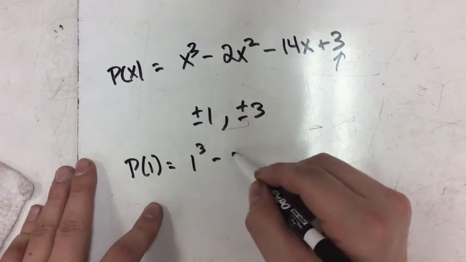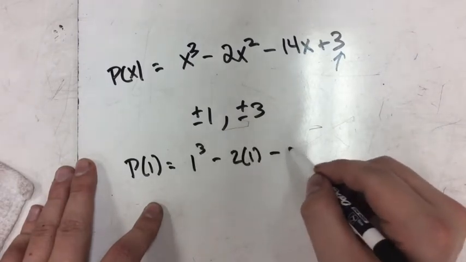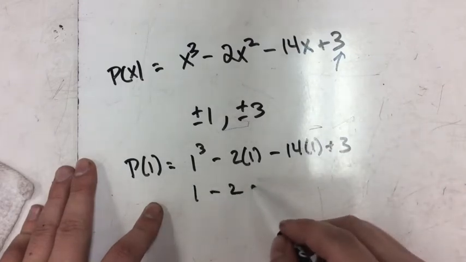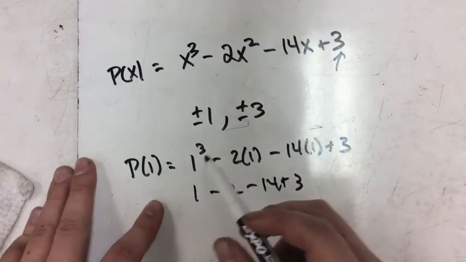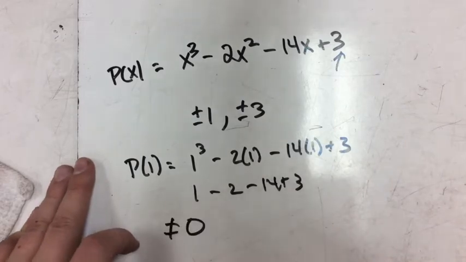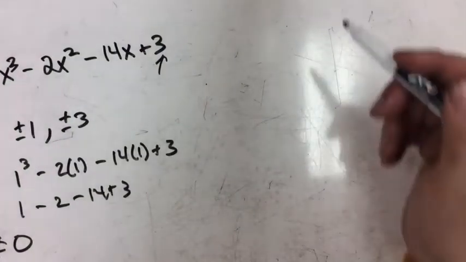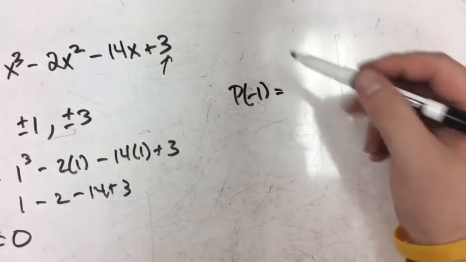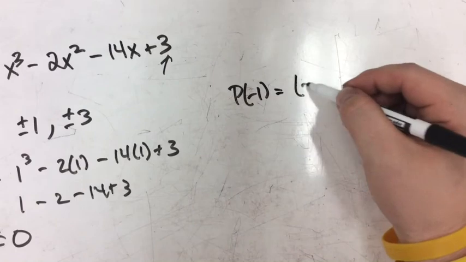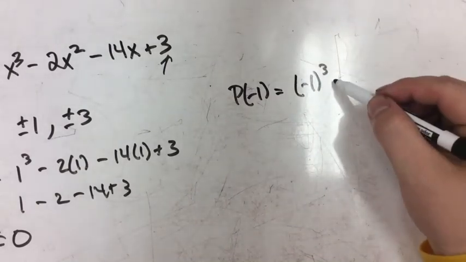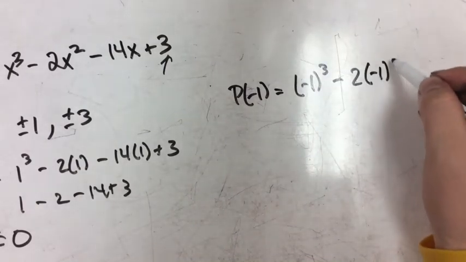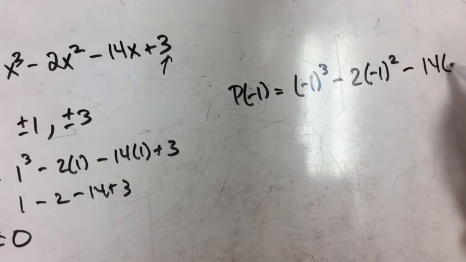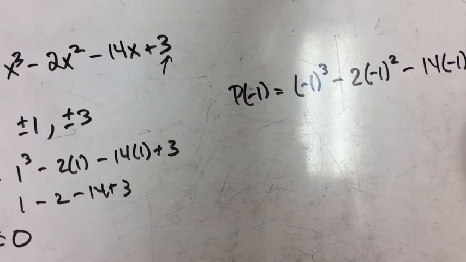1 cubed minus 2 times 1 minus 14 times 1 plus 3. This is 1 minus 2 minus 14 plus 3. This is going to give me nowhere near 0. So let's move on. Let's try p of negative 1. P of negative 1 equals negative 1 cubed minus 2 times negative 1 squared minus 14 times negative 1 plus 3.